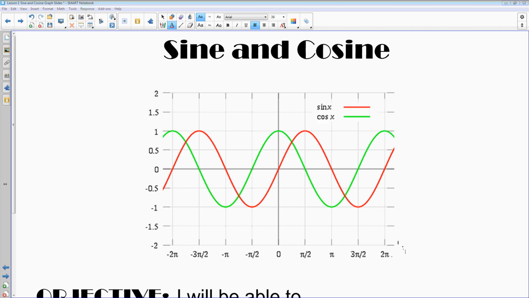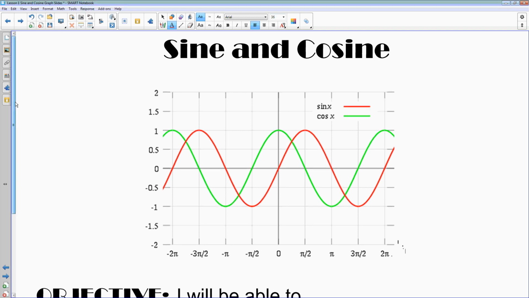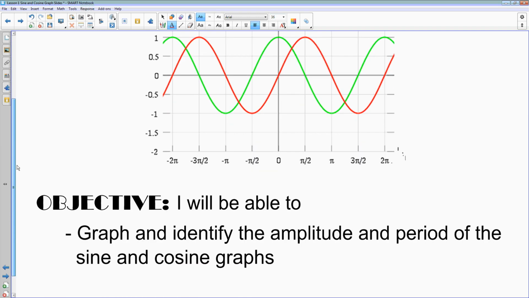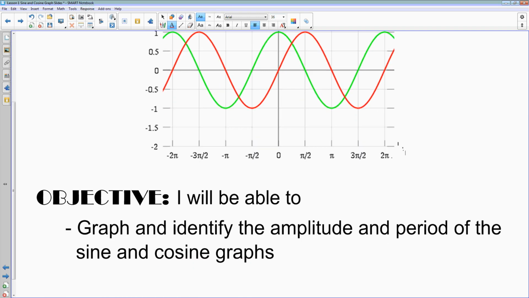Hey everyone, today we are going to be talking about graphing your sine and cosine functions. All right, so there's pictures of what our sine and cosine graphs look like. And by the end of the lesson today, you're going to be able to graph both sine and cosine functions and identify the amplitude and the period.